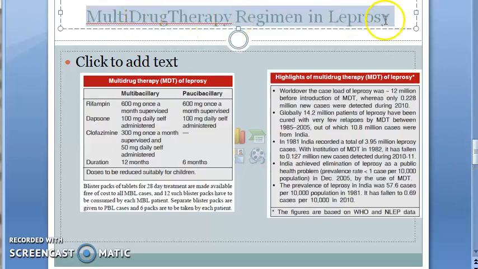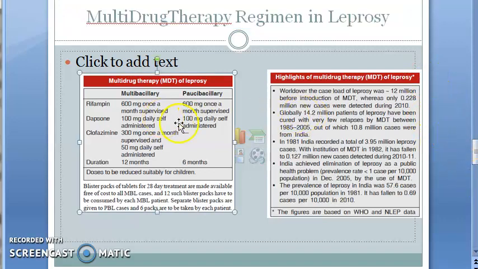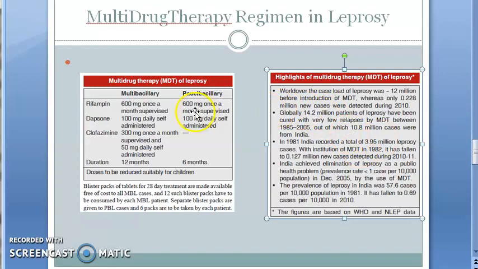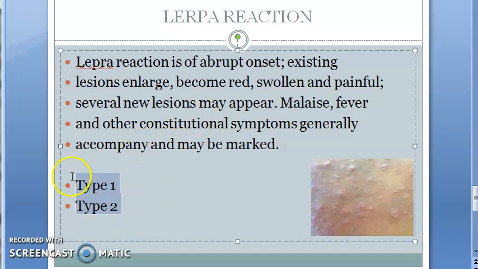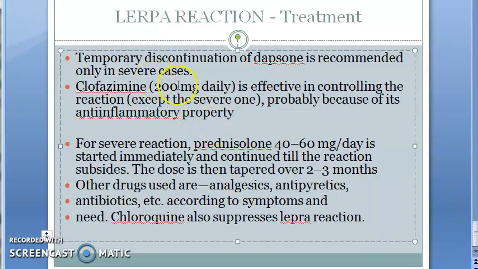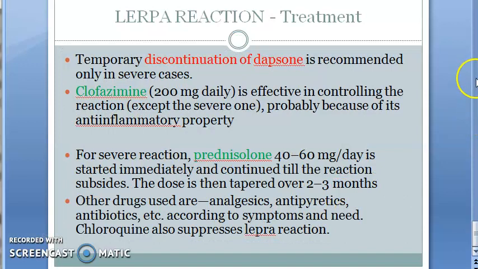Then multi-drug therapy regimen in leprosy, and the highlights of it. We'll look at all this in detail. Lepra reaction, because of the drugs you give, there could be a lepra reaction. What exactly happens in the lepra reaction? There is type 1 and type 2 lepra reactions. How will you treat it? You have to discontinue Dapsone if it is a severe case. Clofazimine is effective in controlling the reaction because it has anti-inflammatory property. Then you can prescribe prednisolone, that is corticosteroid. Other drugs which will help are analgesics, antipyretics, antibiotics. Anyways, all this we will read in detail.